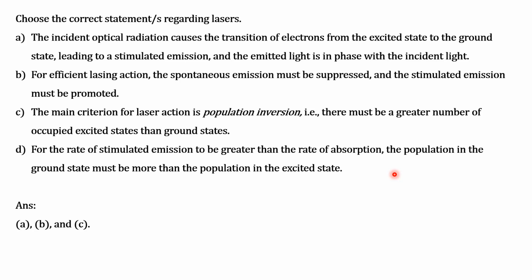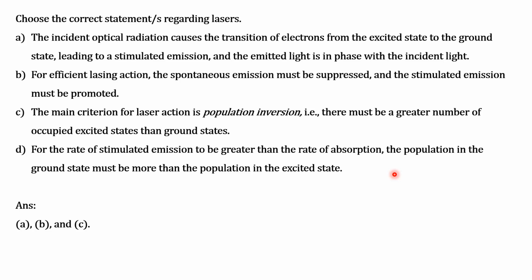Basically, whenever there is incidence, excitations will happen, and after excitation there is a transition from the excited state to ground state, leading to a stimulated emission. And in a laser, this emitted light will be in phase with the incident light. For efficient lasing action, stimulated emission is preferred and promoted, and spontaneous should be suppressed. Also, we already know that total internal reflection and population inversion are two main criteria for laser action. Therefore, options A, B and C are correct. So is it clear?